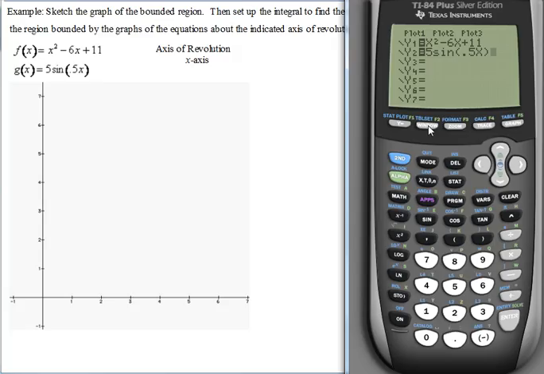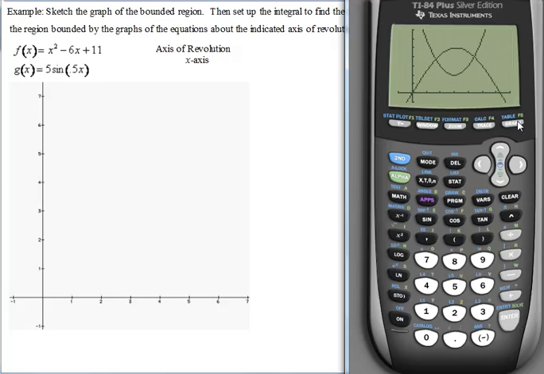And let's change our window size. Let's make it -1 to 7 for the x minimum and maximum. And y minimum, let's make that -1 to 7 as well. I like to have the x minimum and y minimum -1 instead of 0, so it's easier to see where the x and y axis are. And let's go ahead and graph these. So there's the first one, there's our parabola, and there's g of x, our second one.